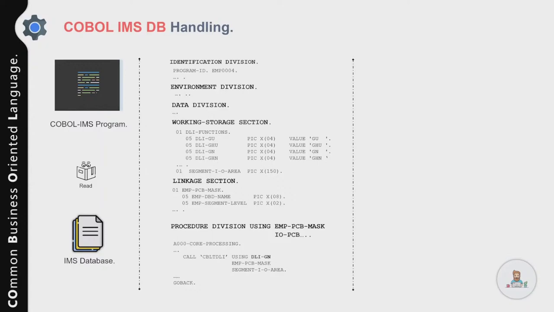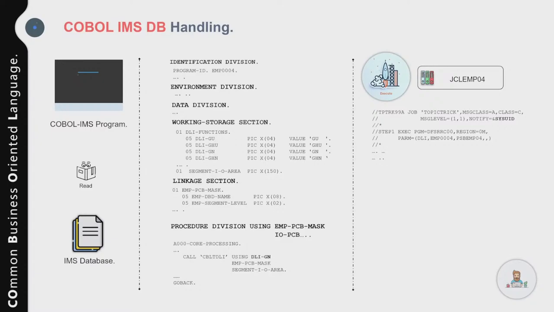Now, to execute your COBOL IMS batch program, you need a JCL. And remember, you cannot directly invoke a COBOL IMS program with the help of a JCL because you need an IMS interface.